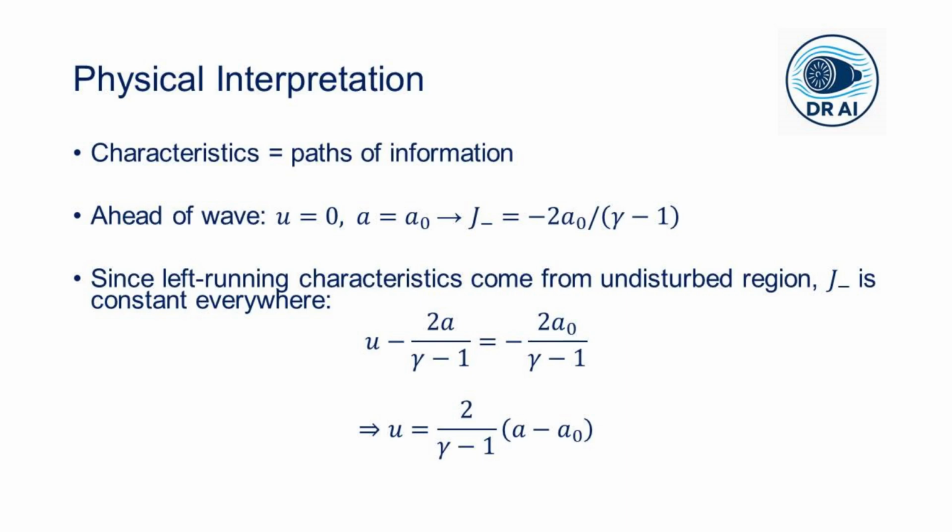The left running characteristics come from this region, so therefore J minus is constant everywhere and equals its initial value. So J minus would be equal to minus 2 times a naught divided by gamma minus 1, and this gives us an algebraic relation between u and a anywhere in the flow. We can represent u as displayed over here, u equals 2 over gamma minus 1 times a minus a naught. So if we know the u value, we know a and vice versa.